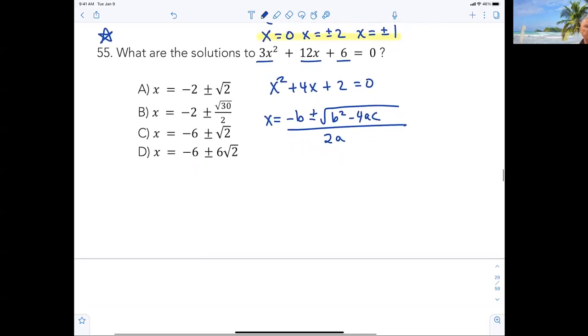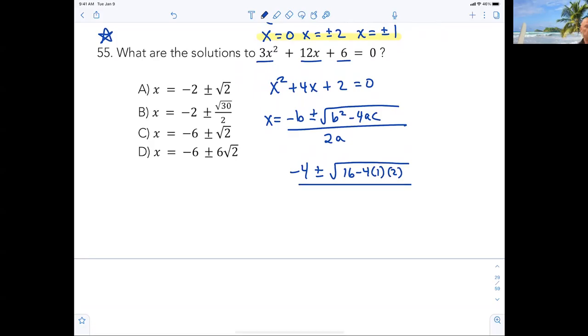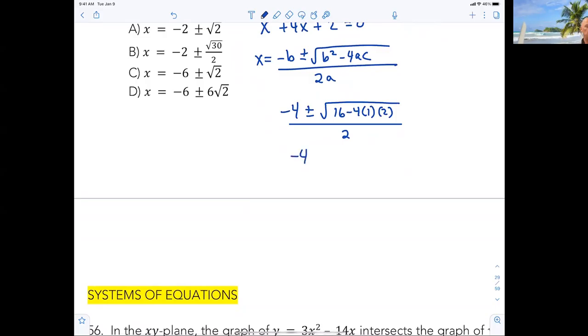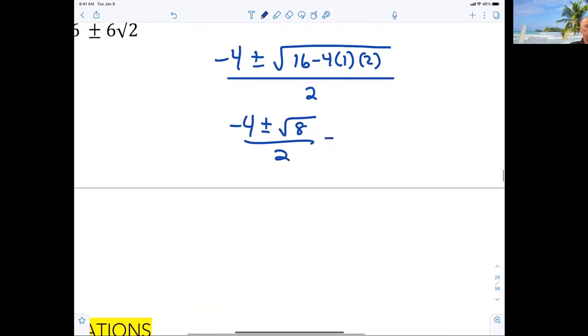Now, does everybody agree we're just plugging numbers in? So negative 4 plus or minus the square root 16 minus 4 times 1 times 2 all over 2. Simplifying inside the radical. Negative 4 plus or minus the square root of 8 over 2. And again, does everybody remember 8 can be broken down into 2 radical 2? So this equals negative 4 plus or minus 2 radical 2 all over 2.